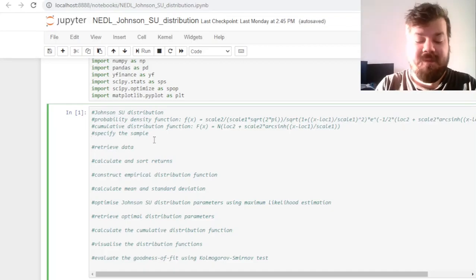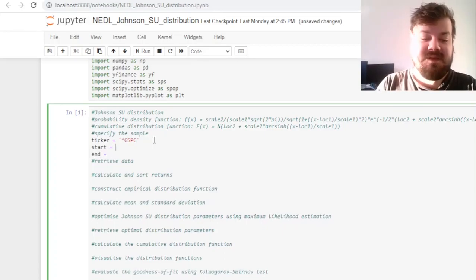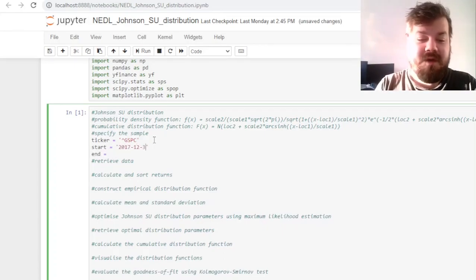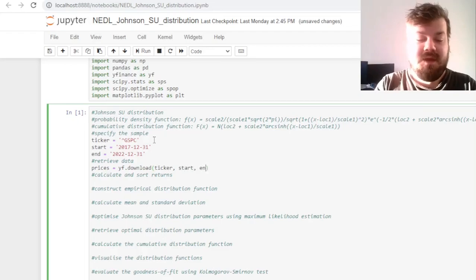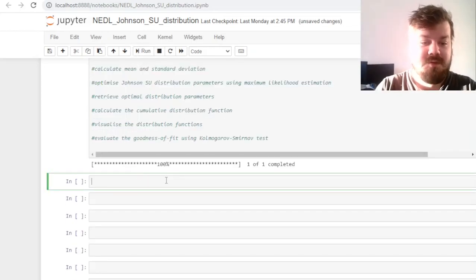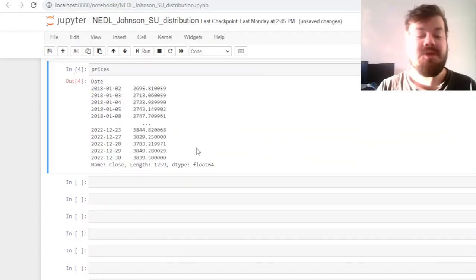So keeping that in mind, let's proceed to our coding. We'll first need to specify a sample, and we can then modify it to fit the Johnson SU distribution to all sorts of data. But let's start with S&P 500 as usual, specifying its ticker, and specifying its start and end dates. So let's go for a 5-year period, from year end 2017 to year end 2022. And then we can retrieve our data using the Yahoo Finance download command, ticker, start, end, and let's just take the closes. Running this code, we can see that our prices have been retrieved and we have got a correct range of closing prices for S&P 500.